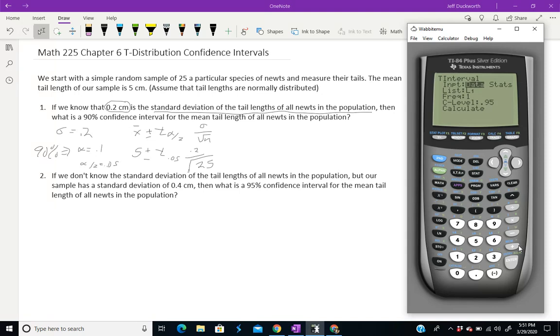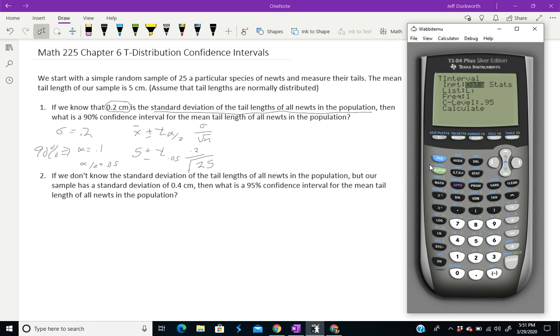Okay, so there are 2 methods that we can use for this calculator function. We can either enter data into a list and tell it the list. In this case, I've got list 1 set up there on the screen.